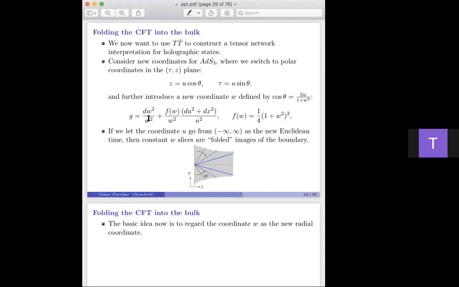Maybe if I could say something that I think is true and might be helpful: to get an arbitrary slice, you could presumably do that with a position-dependent T-Tbar deformation. But because it's the only dimensionful parameter in the theory, you could probably morally trade that for a T-Tbar deformation on a different geometry slice. Yes, that's true.